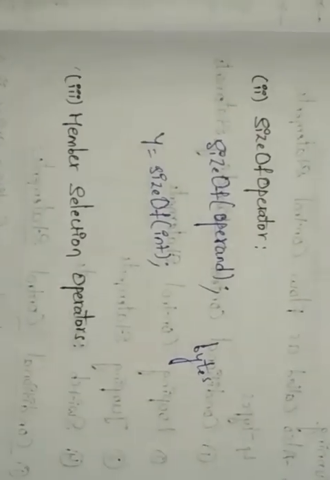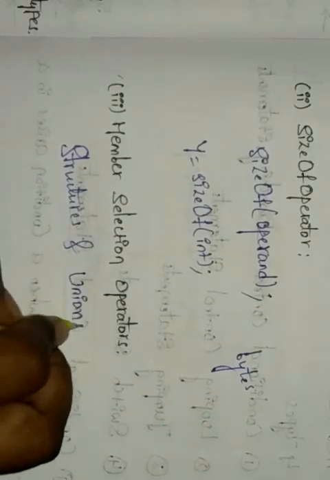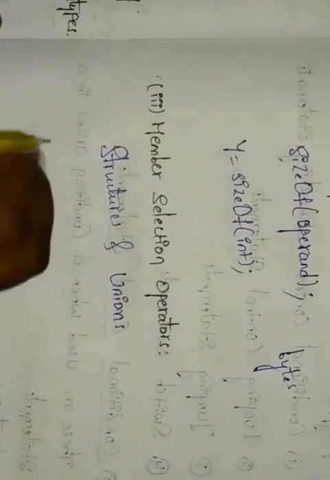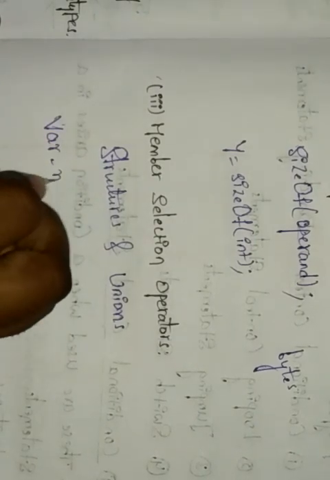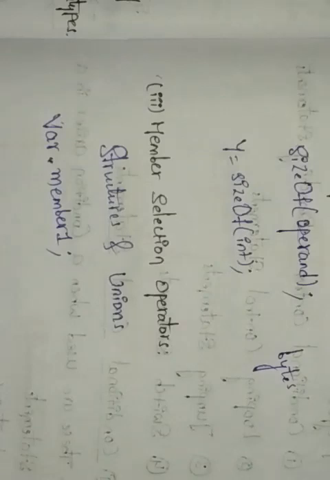And the last one we have is the member selection operator. These are used to access the members of structures and unions. So for that, we are measuring the structures and the unions. For example, you can see here, where member 1. Here where is a variable name you can choose, and member 1 is our structure variable type. Like that we can work with our member selection operators.